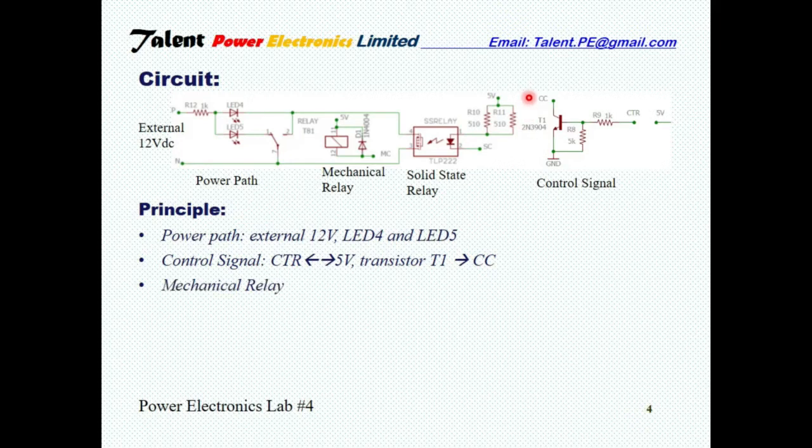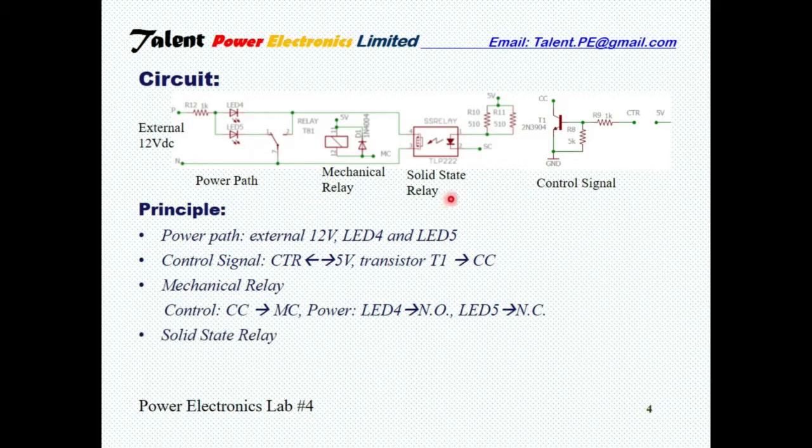Its collector pin CC can be connected to the two relays individually. To test the mechanical relay, connect the common control signal CC to the coil terminal MC. In the power path, LED 4 is connected in the normally open path, and LED 5 is connected in the normally closed path. When the coil is not energized, LED 4 will be off, and LED 5 will be on. When the coil is energized, LED 4 will be turned on, and LED 5 will be turned off.